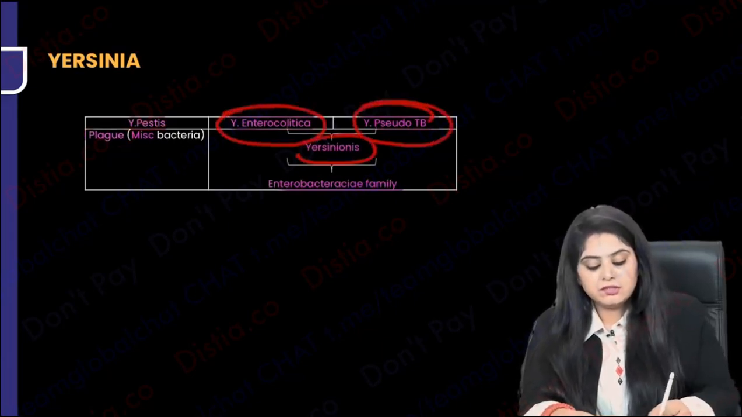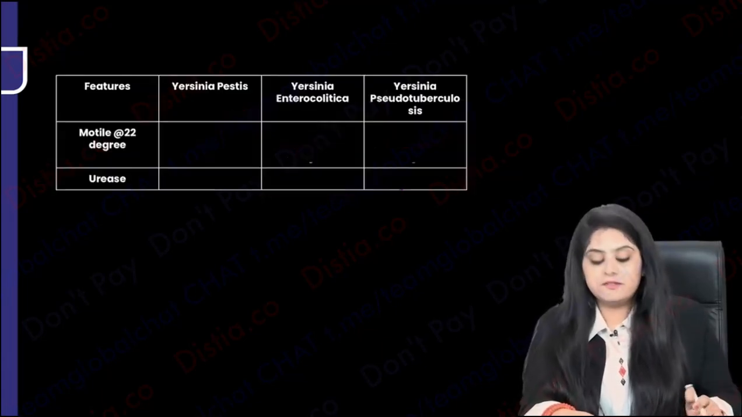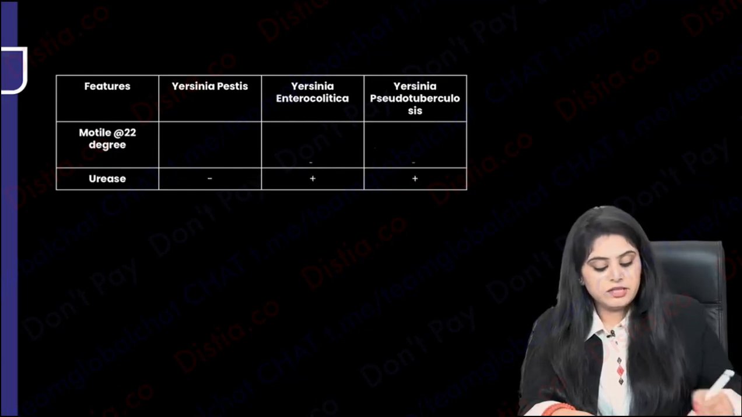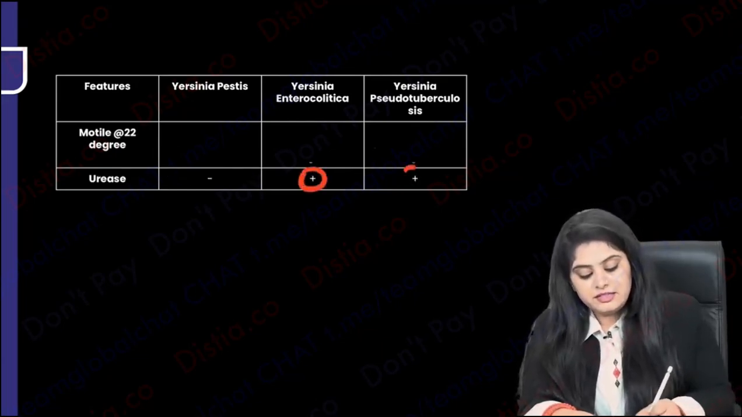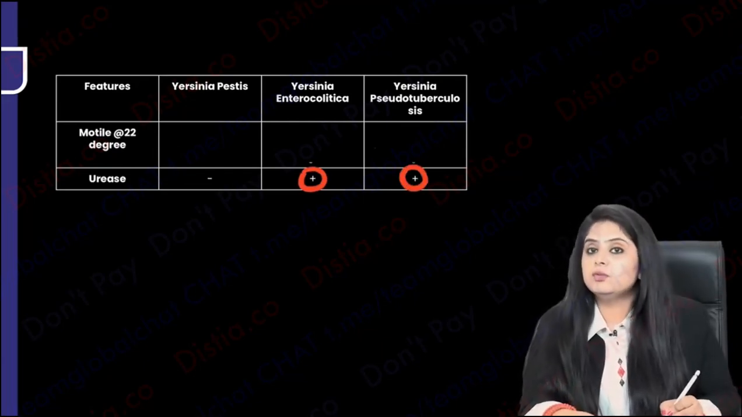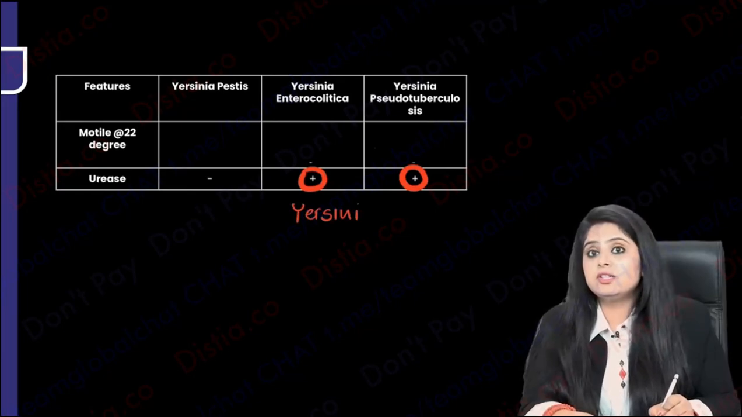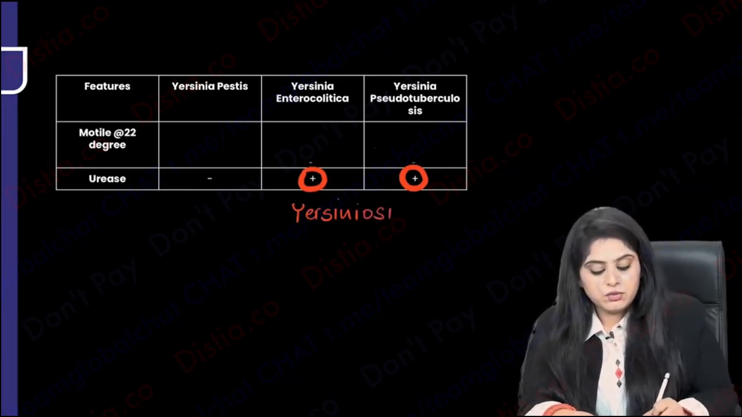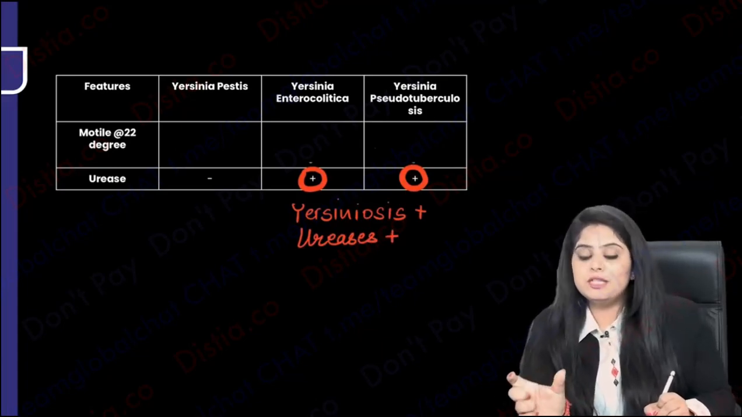Yersinia enterocolitica and pseudotuberculosis, together known as Yersiniosis, are part of this family. If I have to do their differences, the first thing I will look at is their ability to produce urease. Remember, these Yersiniosis organisms produce urease. It's not very important, which is why I did not put it much in the mnemonic, but you need to know that Yersiniosis is going to cause urease production. That is how I have learned it.